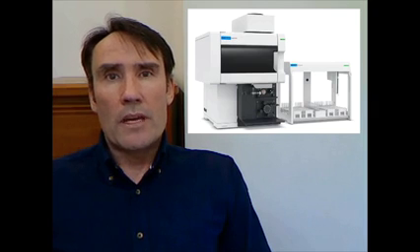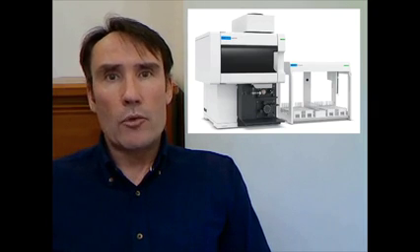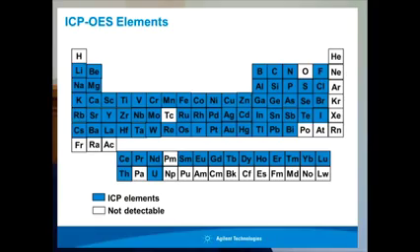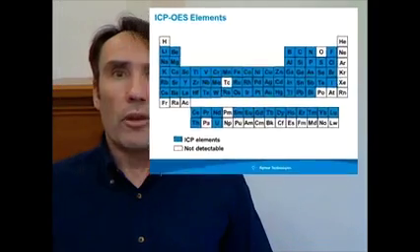So, what is an ICP-OES? Well, the acronym stands for Inductively Coupled Plasma Optical Emission Spectrometer. An ICP-OES is an industrial analytical instrument that is able to detect and quantify roughly 80% of the periodic table.